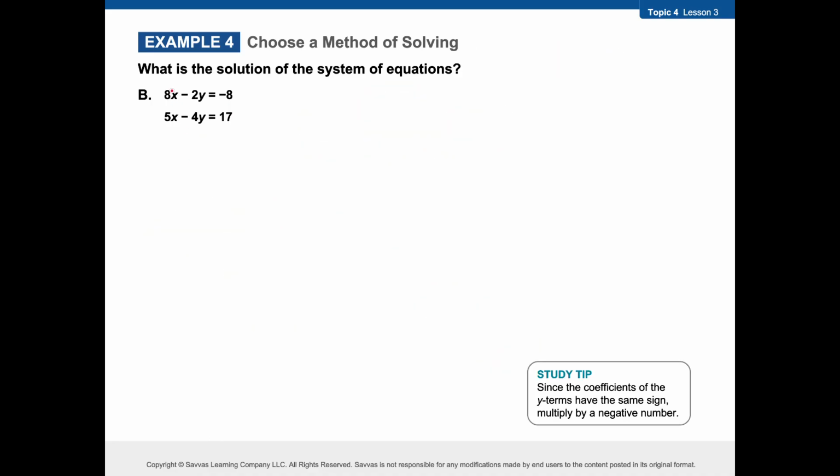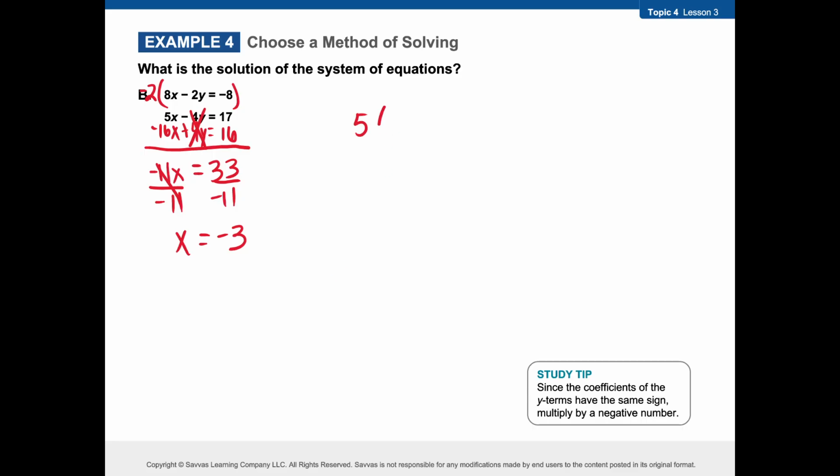If they are written in both standard form and x's are lined up and my y's are lined up, I would use elimination. I can make -2 a +4 by multiplying everything on the top by a -2. That makes it a -16x, a +4y, and a +16. 5 minus 16 is -11x. My y's eliminated. 17 and 16 is 33. Divide by a -11, and x equals a -3.